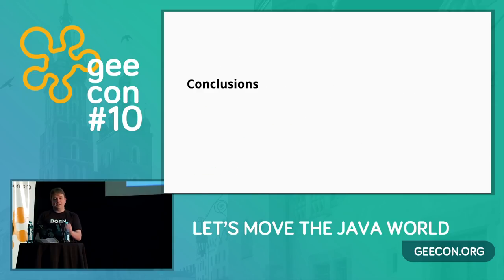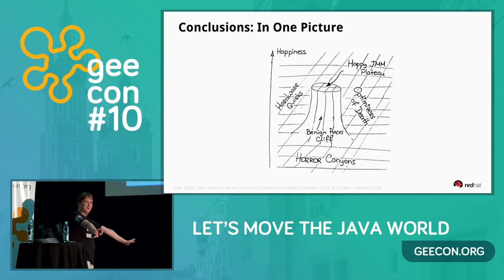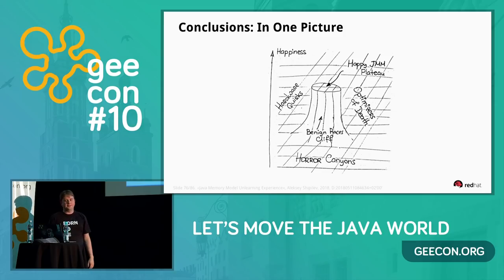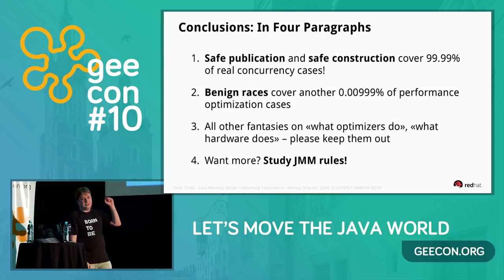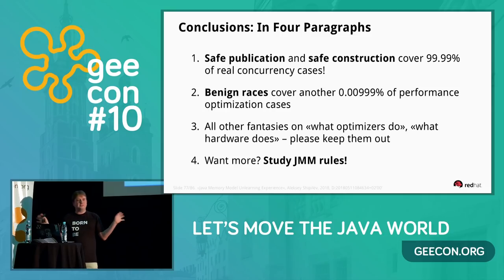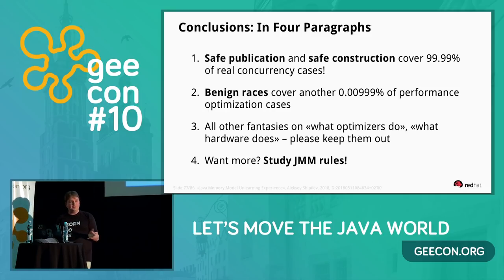Okay? So the conclusions: if you draw the phase space of all the things that you encounter in your concurrency work, and you have this happiness measure here, it turns out there's only a single happy plateau in this realm, which is basically safe construction, safe initialization rules. You have these kind of benign races which can quickly deteriorate your happiness after you start working with them, and everything else is just the sea of despair there. So in short, safe publication and safe construction are the cases that cover 99% of all the cases you will ever encounter in real life. So you learn those two rules and you are all set.